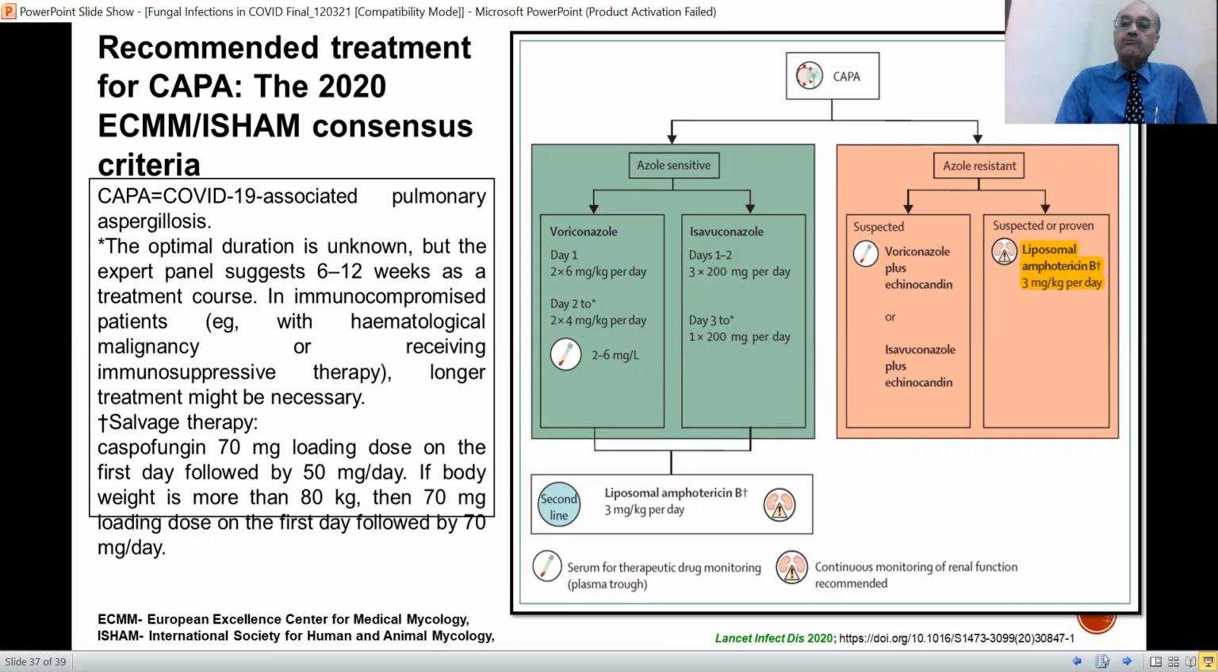In case you cannot give amphotericin B, then a combination of voriconazole and echinocandins is accepted in azole resistance patients, where the echinocandin is given in the form of caspofungin, 70 milligrams as loading dose on the first day, followed by 50 milligrams daily from subsequent days till 2 weeks after the culture becomes negative. If the body weight of the patient happens to be more than 80 kgs, then you give 70 milligrams as a loading dose on the first day, followed by 70 milligrams daily.